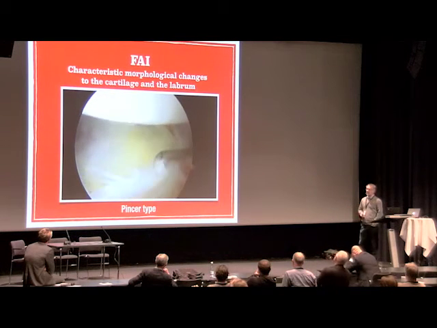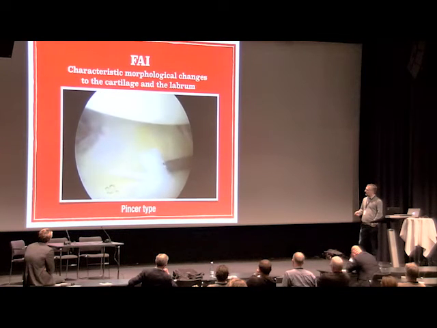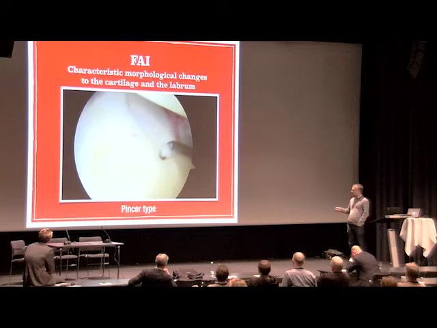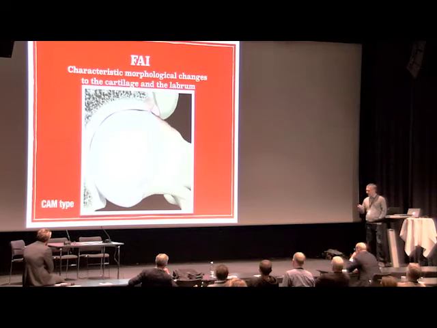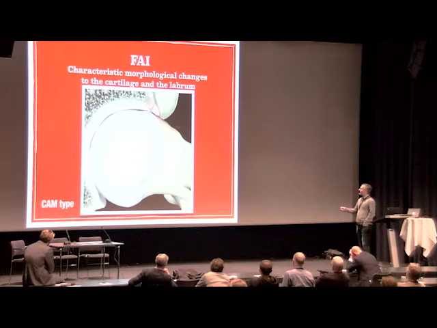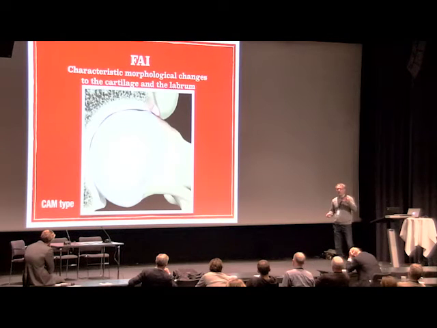And this is how a pincer looks on the video. You have a starting loosening of the cartilage on the edge, and you have a labral tear at the base. And then you have the cam type injury where the big bump squeezes the chondral labral junction. It actually leaves the labrum intact in most cases, but it'll give you a very characteristic tear at the chondral labral junction in the joint.